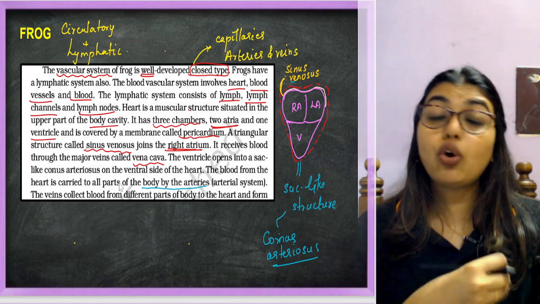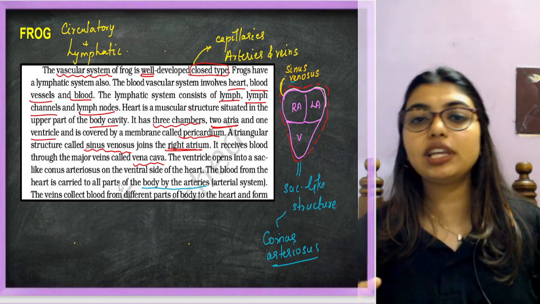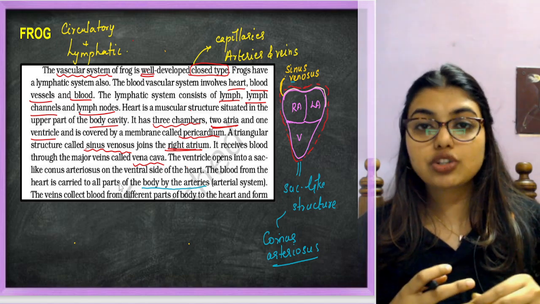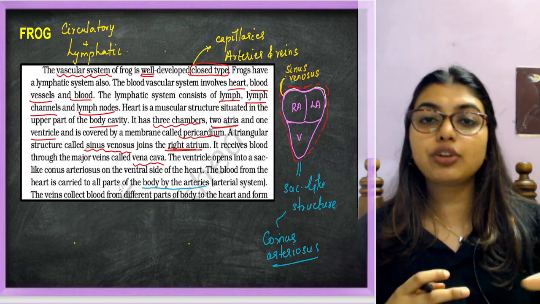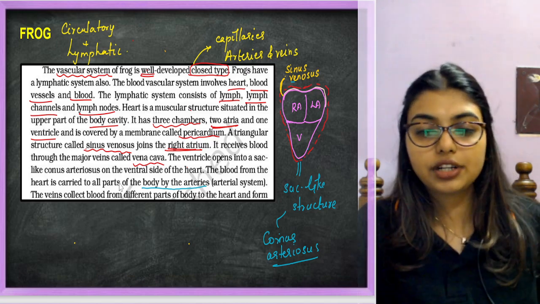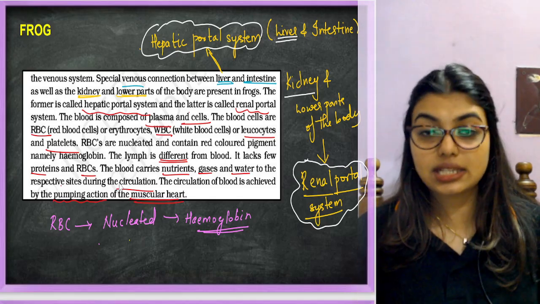Then they told that all the purified or oxygenated blood will be transported in the frog's body with the help of the arterial system. And now veins, what is going to happen? The veins are going to carry all the deoxygenated blood from different body parts to the heart. Got it? Yes. Now they are telling that there are some special venous systems.